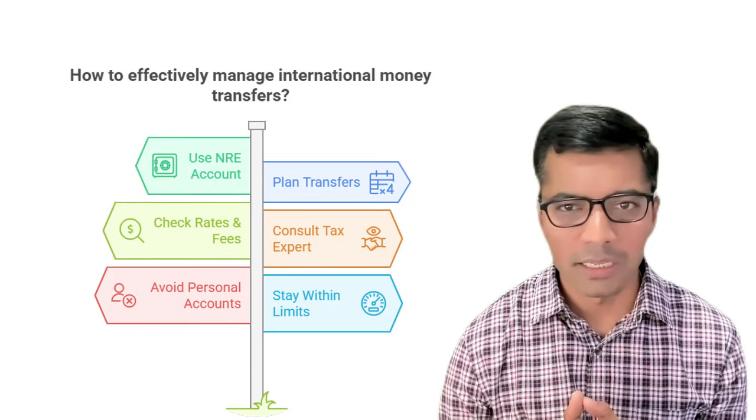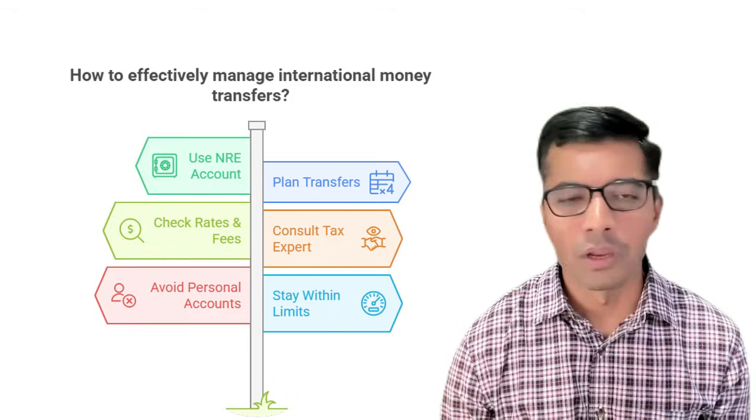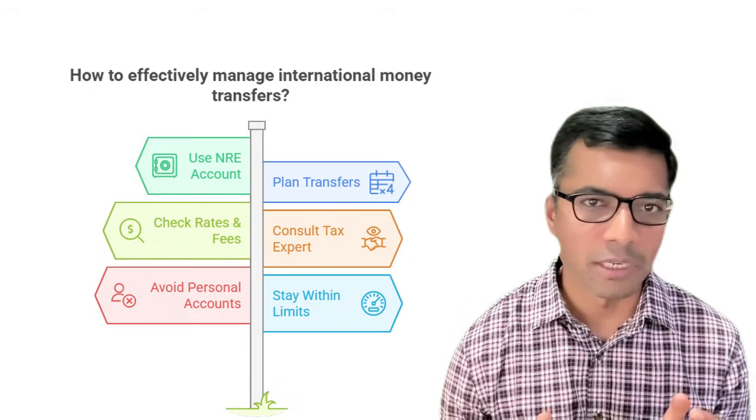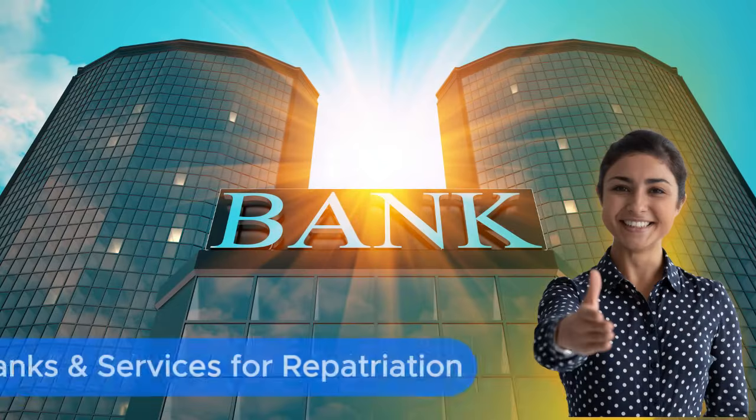Avoid using personal accounts to bypass limits. This can trigger compliance issues. Don't exceed repatriation limits without proper approvals. It can lead to penalties.